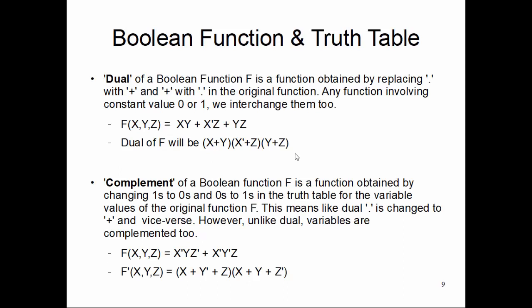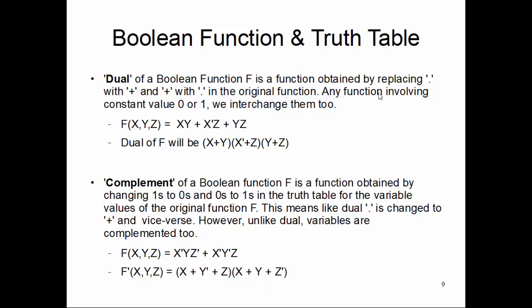Now let's talk about two definitions in the Boolean algebra world. One is called the dual of a given function, and another is the complement of a given function, and we'll be discussing them in terms of the corresponding Boolean expression representation of the function. So the dual of a Boolean function is obtained by replacing an AND, that is dot, with an OR, which is represented as a plus, and plus with a dot in the original function.